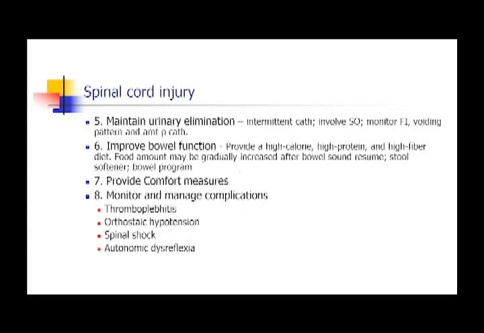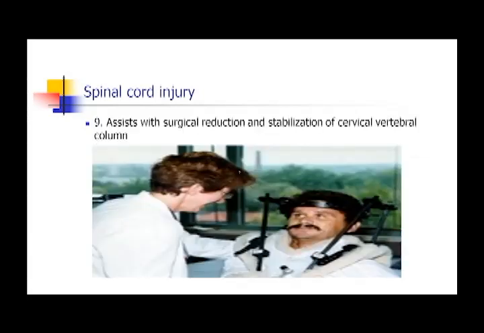Provide comfort measures and monitor and manage complications such as thrombophlebitis, orthostatic hypotension, spinal shock, autonomic dysreflexia. We already mentioned the specific interventions for these complications. Assist the patient with surgical reduction and stabilization of cervical vertebral column. So this would refer to patients having cervical fractures or cervical problems already. Yung affectation ng spinal cord ay dun sa may cervical area.